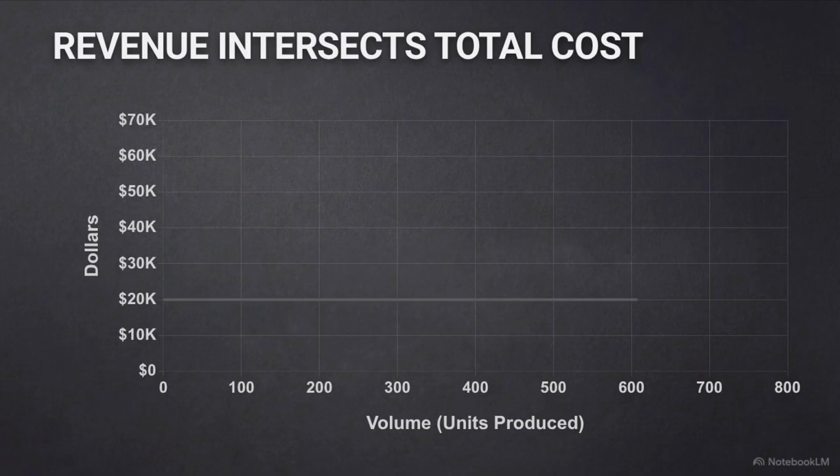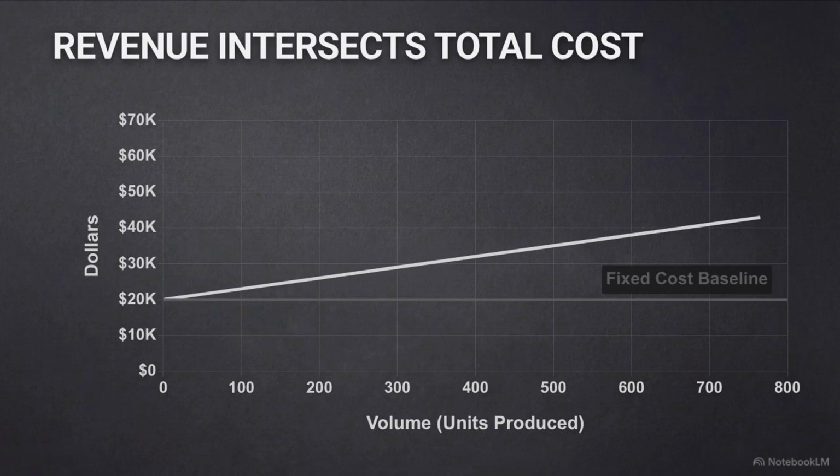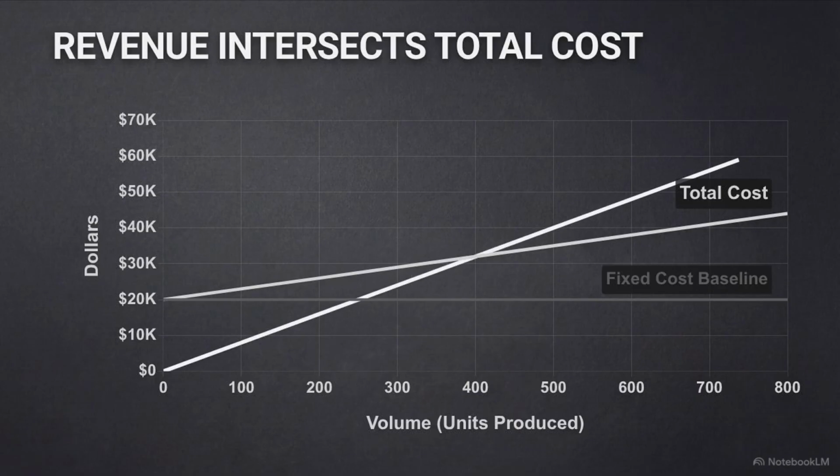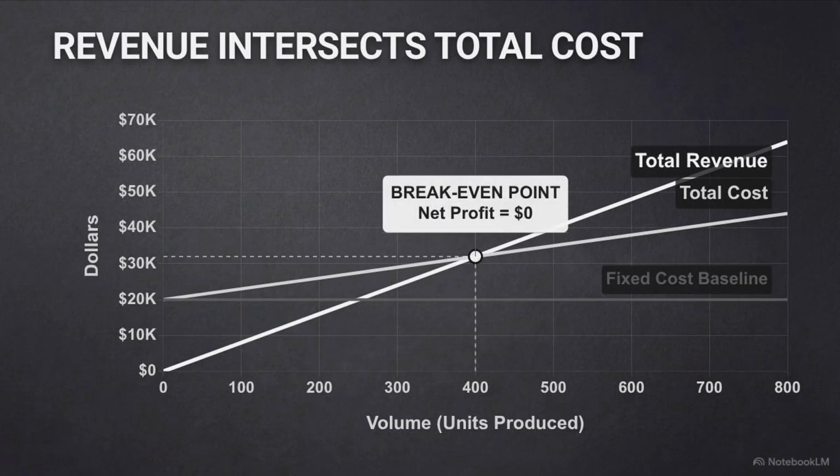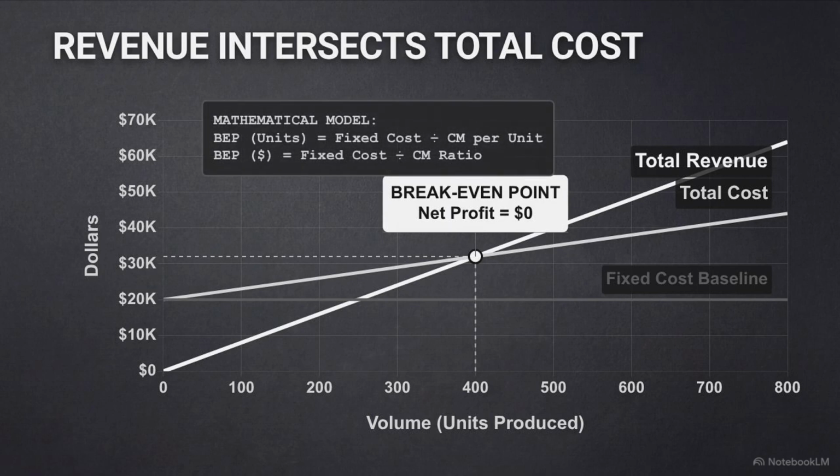Here is the unmoving baseline of our total fixed cost. Next, we plot the total cost trajectory. Notice it slopes upward starting from the fixed cost baseline, driven entirely by the addition of variable costs. Finally, we plot the total revenue trajectory, which starts at 0 and slopes upward to eventually intersect the total cost line. At this exact intersection point, total cost equals total revenue. Net profit is exactly 0. To find this break-even point in units mathematically, you divide the total fixed cost by the contribution margin per unit. Alternatively, to find the break-even point in sales amount, you divide the total fixed cost by the contribution margin ratio.